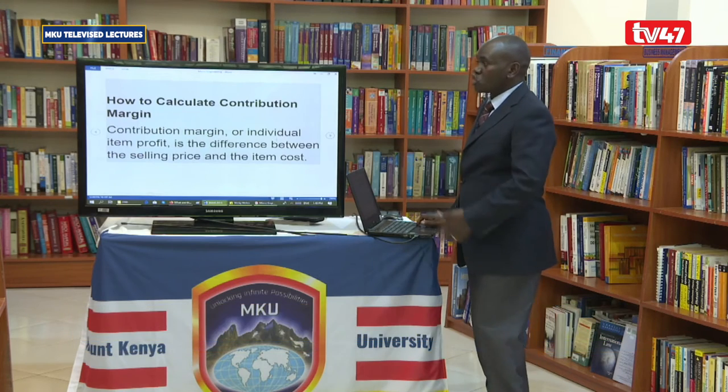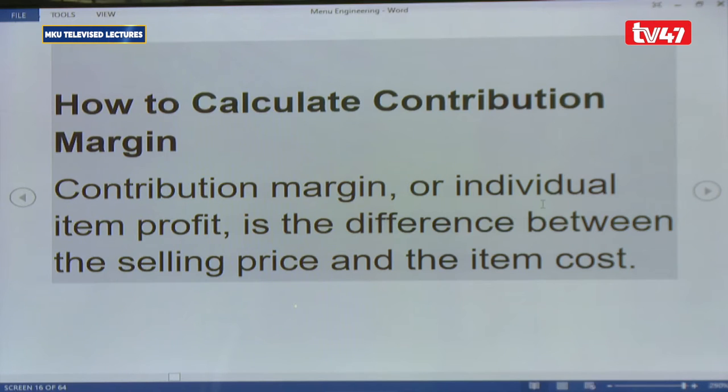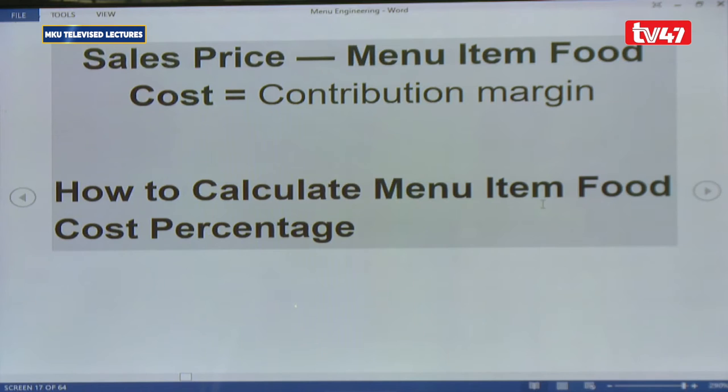Secondly, you can also calculate the contribution margin. Here we think mainly about the individual item profit. That is obtained by looking at the difference between the selling price and the item cost. And we have the formula there. You look at the selling price of the item, then you deduct the menu item food cost, and what you get there is the contribution margin.